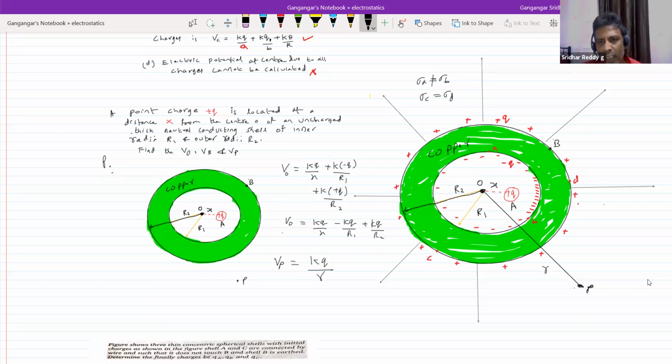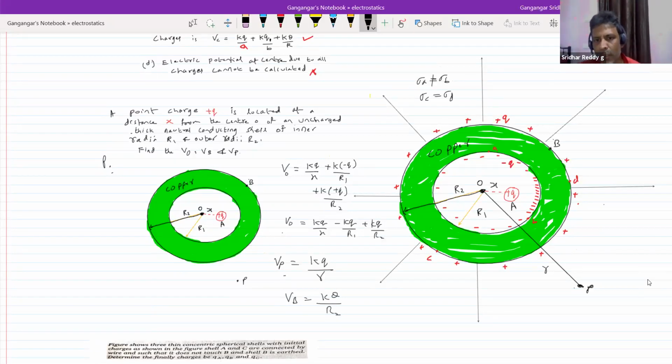Because look at the field. Field is similar to what? The field outside the shell is similar to a conducting charged sphere. So therefore, the potential at point B should be equal to how much? KQ by R2.